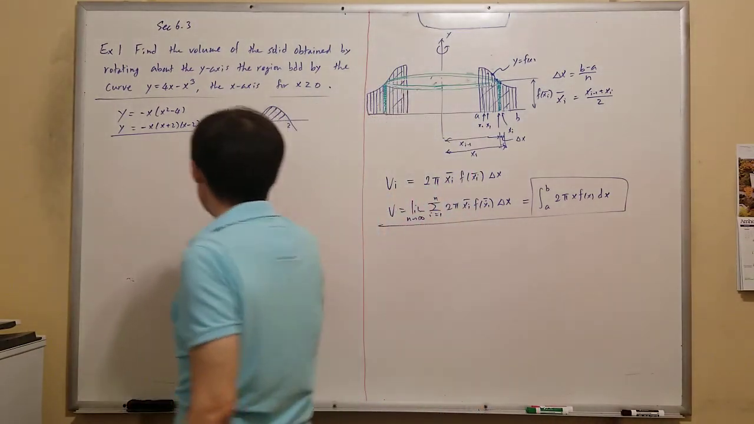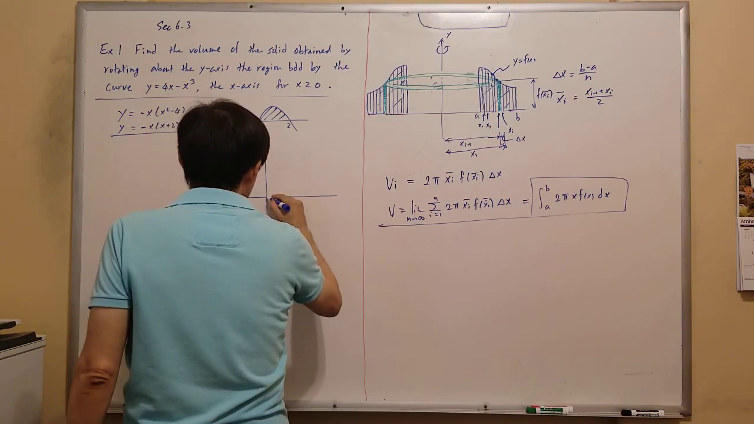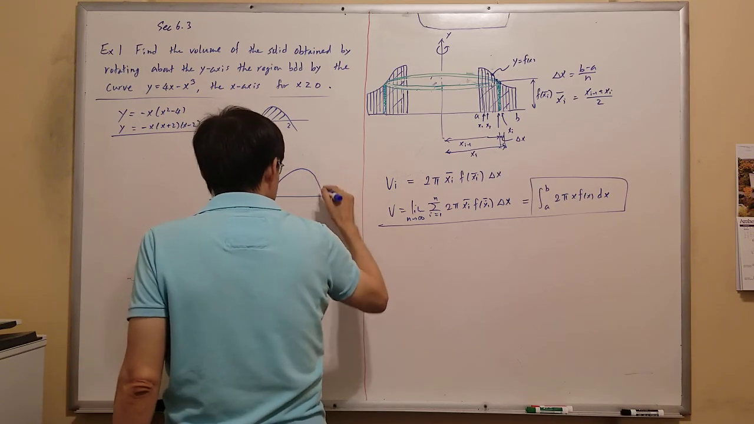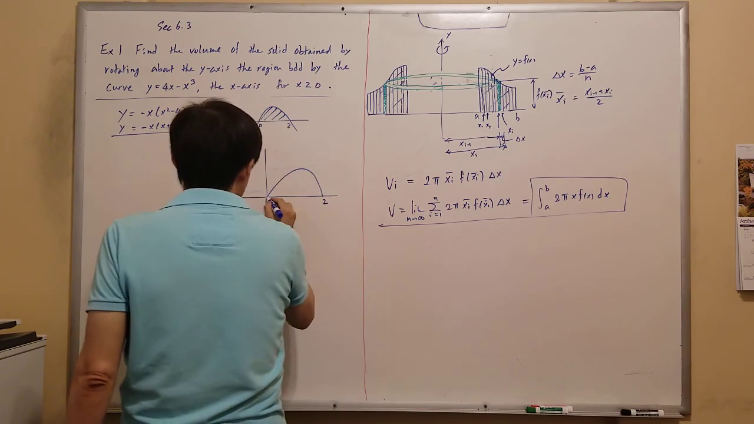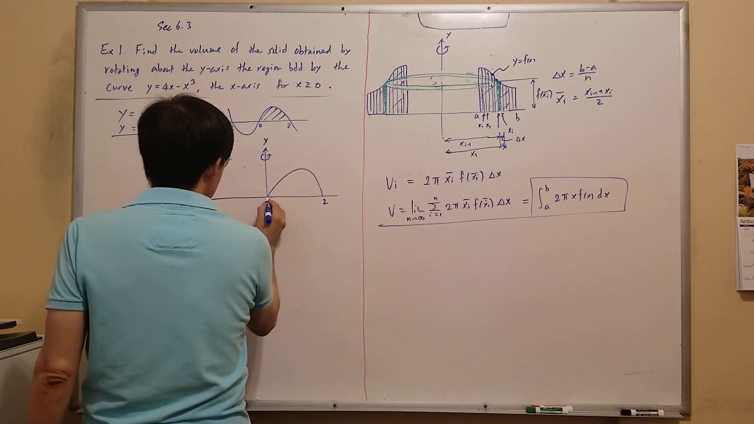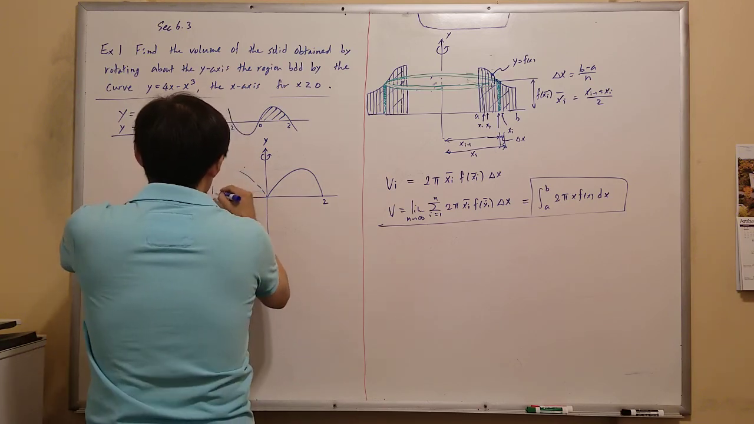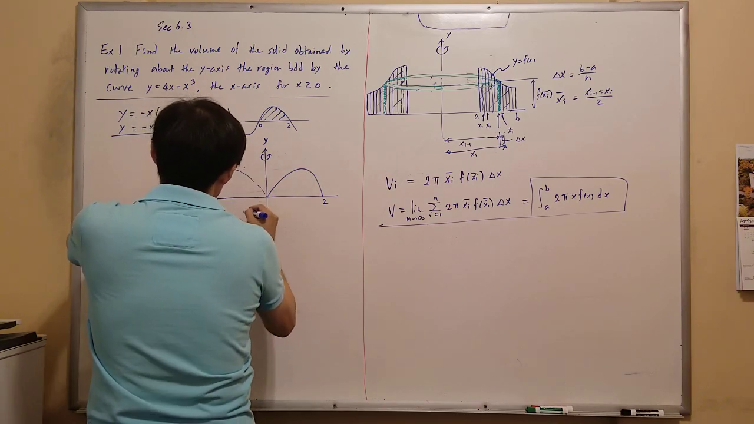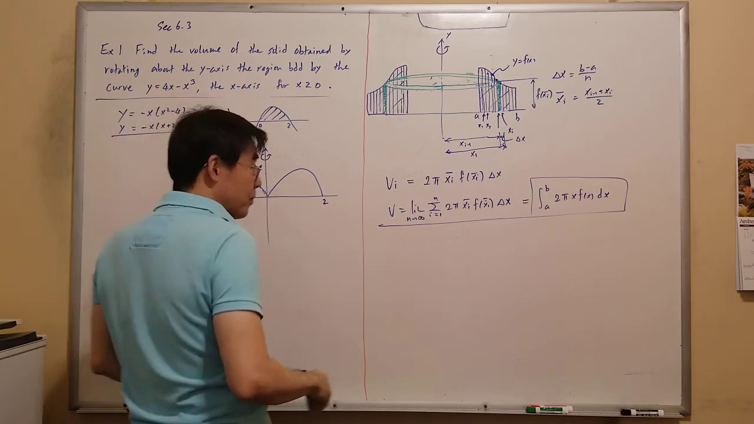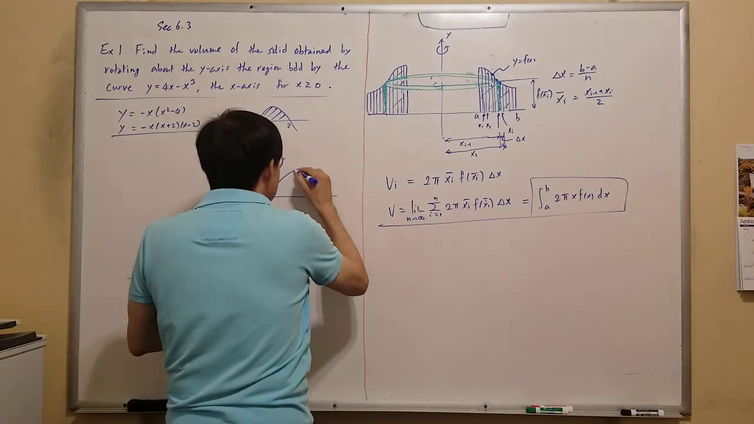So I'm going to draw it here. So this will be something like this at 2. So if you rotate it around the y-axis, this will be something like this. Okay. So always we think about one thin cylindrical shell.